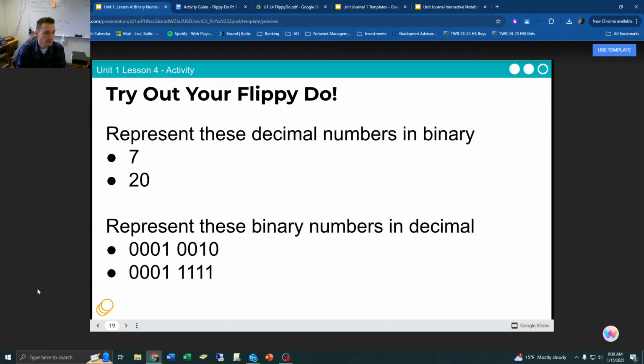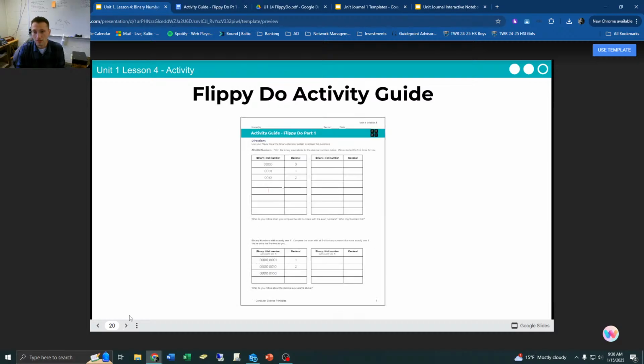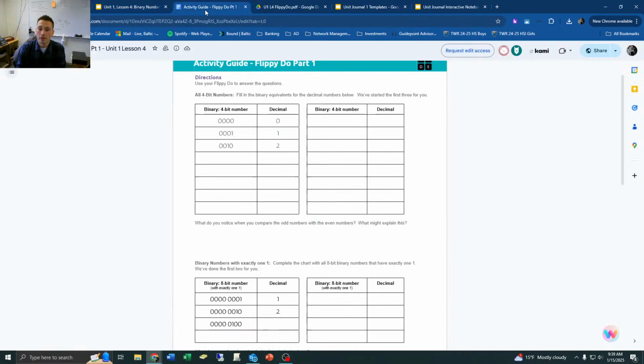Okay? All right. There we're seeing our representation of this. 18 and 31, we did those correct. Beautiful. So now we're going to go to our flippy-do activity. So as we go on here, use your flippy-do to help answer these questions. All 4-bit numbers, fill in the binary equivalents for the decimal numbers below. We've started the first 3 for you.